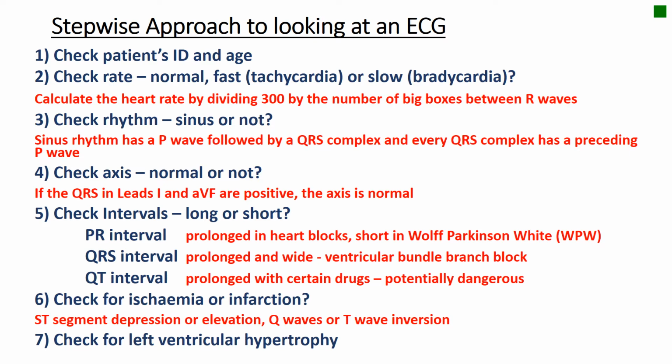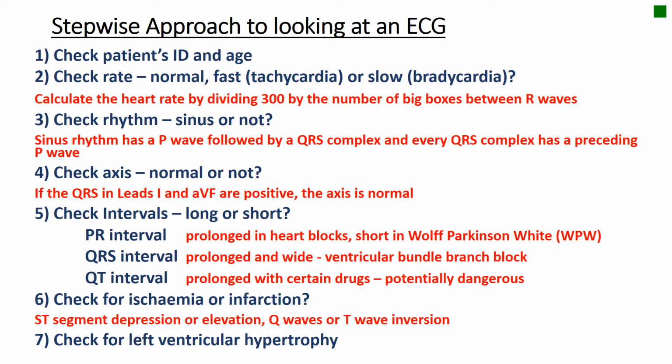We're going to look at that in a second. Check the rhythm, whether in sinus rhythm or not. Check the axis. Is it normal or is it deviated? Is it left axis deviation or right axis deviation, or is it in the normal range? I'm going to check the intervals. Are they long or short? For example, the PR interval is very short.